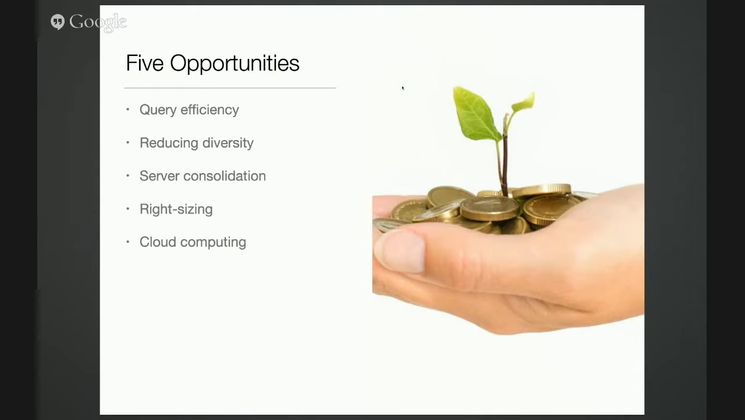I generally see 5 opportunities for reducing costs in your databases. And these come through query efficiency, reducing the diversity of the databases that you're running in your application stack, consolidating servers together and making sure that your servers are the right size, and sometimes cloud computing, and maybe not for the reasons that you think. And so that's today's agenda. We're going to dig into each of these in detail and see how each of these might apply to an organization. And I'm going to use VividCortex as an example in many of these, because I've applied a lot of this thinking to how we've architected both our business and our technical systems here.